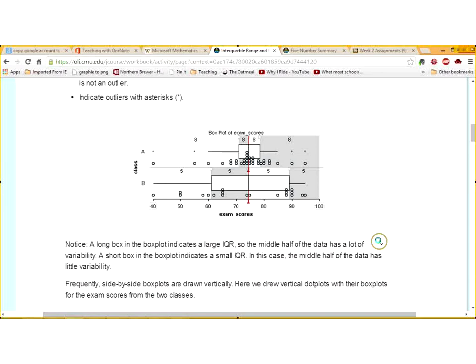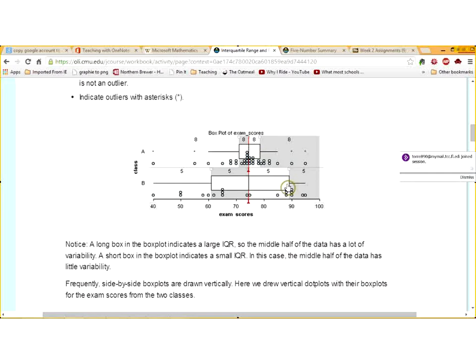Now they've got the box plots right on top of the dot plots, so let me explain what we're looking at here. Basically the box in a box plot represents the middle 50% of the data. So the bottom end of the box is at Q1, the top end of the box is at Q3. That's the middle 50%. There's a line in the middle of the box. The line in the middle of the box represents the median.